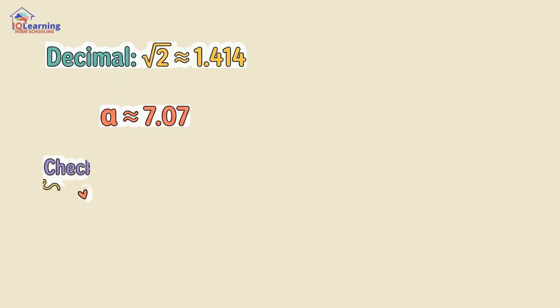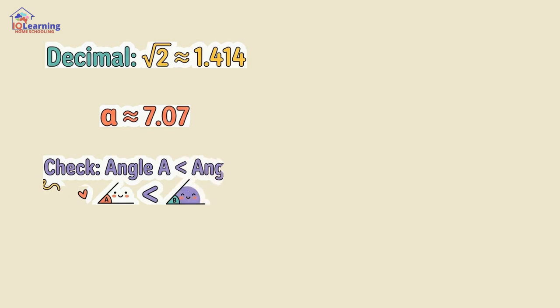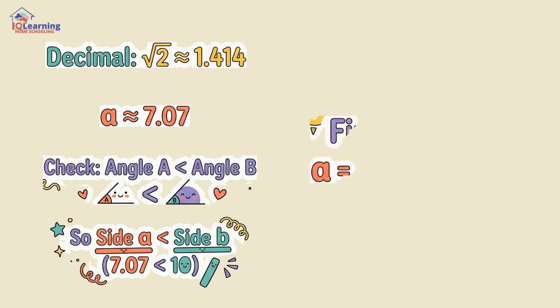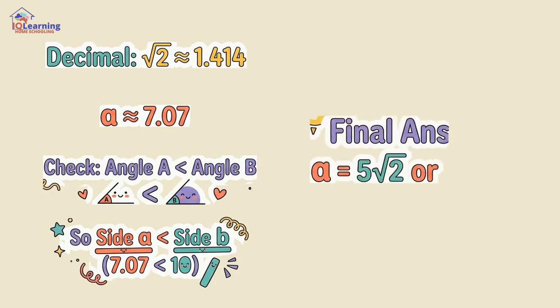Now do a quick reasonableness check. Angle A is 30 degrees and angle B is 45 degrees. Since angle A is smaller, its opposite side should also be smaller. Side B is 10 and our answer for side A is about 7.07. That fits the triangle logically, so the answer makes sense. Final answer: side A equals 5 square root of 2 exactly, or approximately 7.07.